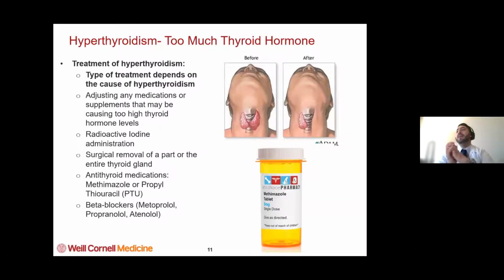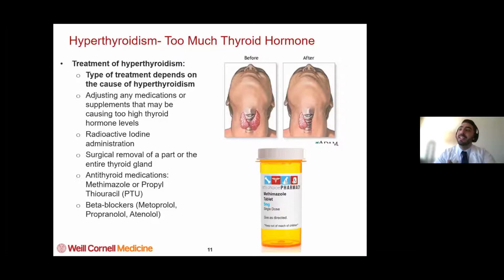So treatment for hyperthyroidism, what do we do? The type of treatment really depends on what we determine to be the cause of the hyperthyroidism. But in general, you'd want to adjust any medications or supplements that may be causing the high thyroid hormone levels. In cases of a thyroid nodule or Graves' disease, sometimes we give a small dose of radioactive iodine.